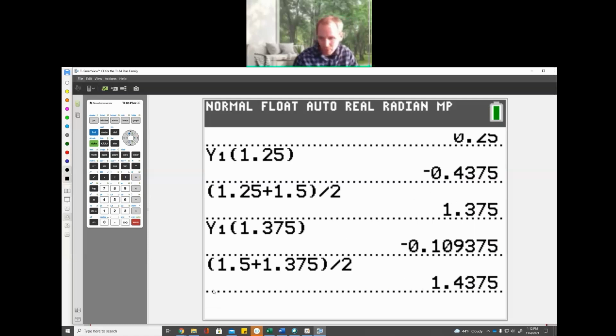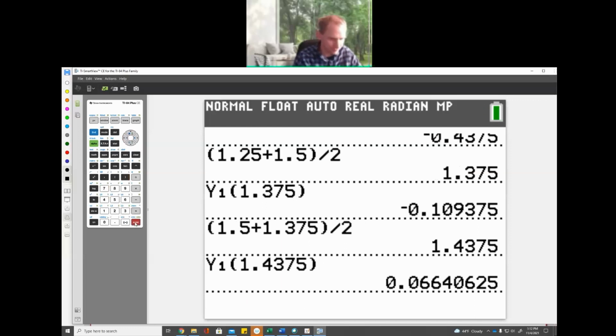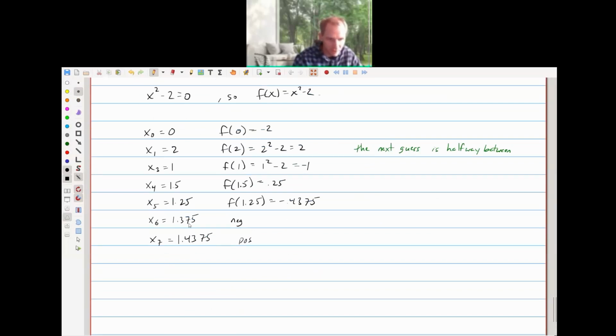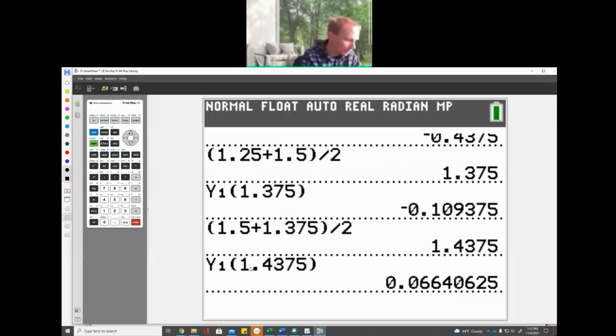And I get 1.4375. Okay, and now I want to plug that into my function, and we get a positive. So now I know that the root is in between 1.375 and 1.4375, and this is getting somewhere. I'm just trying to get down to 1 decimal of accuracy.